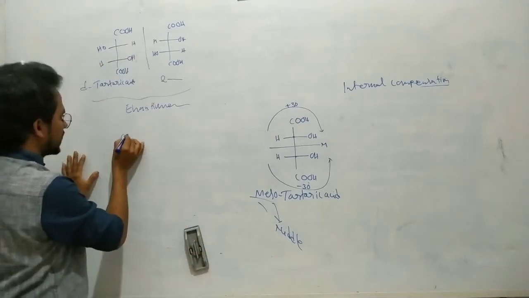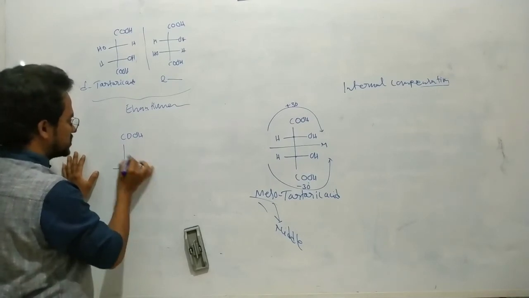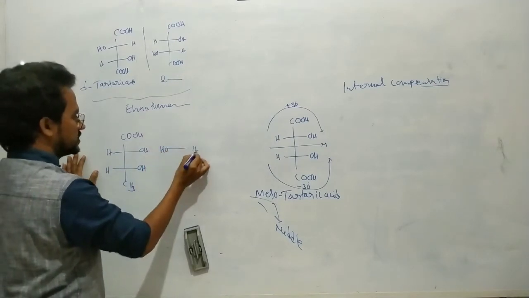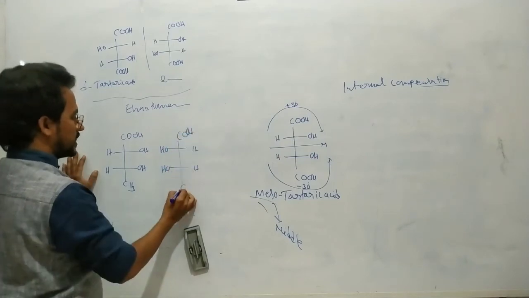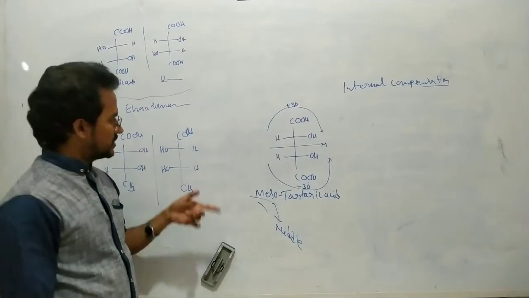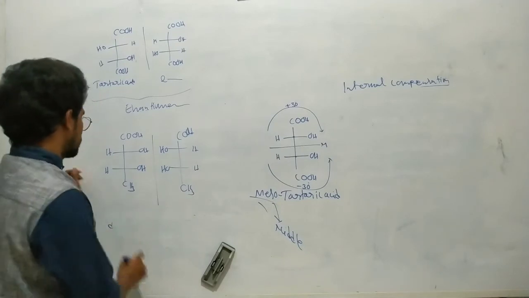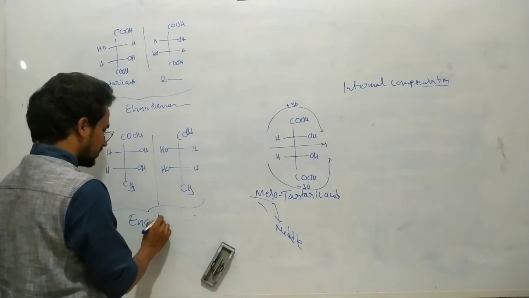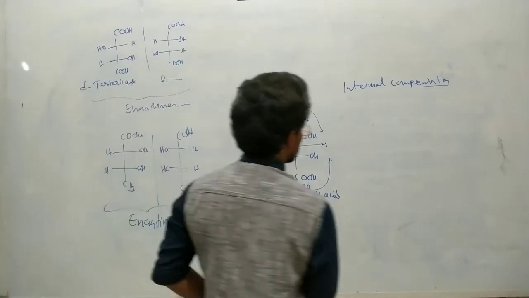Suppose I am writing like this: here COOH, here CH3, here OH, OH, hydrogen, hydrogen. So OH, hydrogen, OH, hydrogen, COOH and CH3. Now these two are mirror images. This one has no plane of symmetry. This molecule cannot be cut into two equal halves. So these compounds are optically active mirror images. This pair of compounds are called enantiomers.